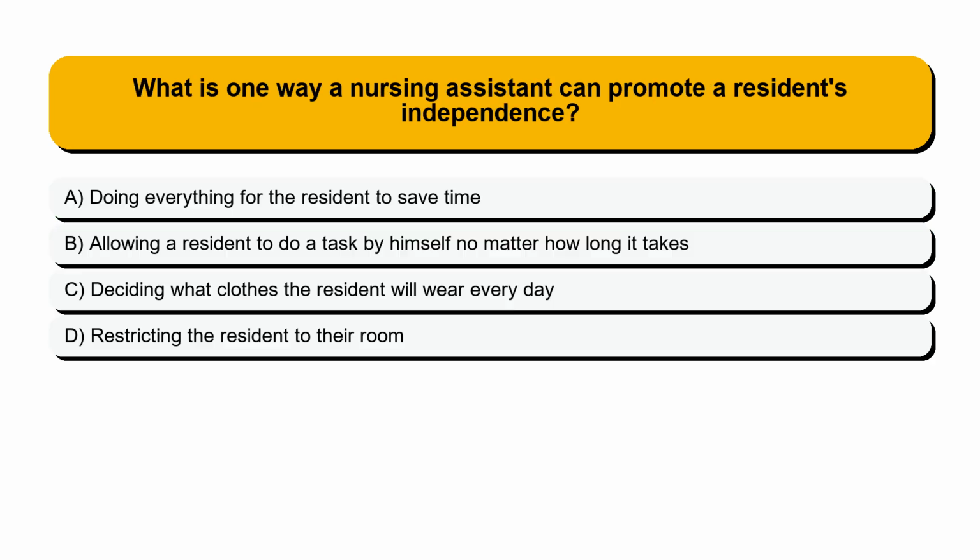Question 71. What is one way a nursing assistant can promote a resident's independence? Option A, doing everything for the resident to save time.